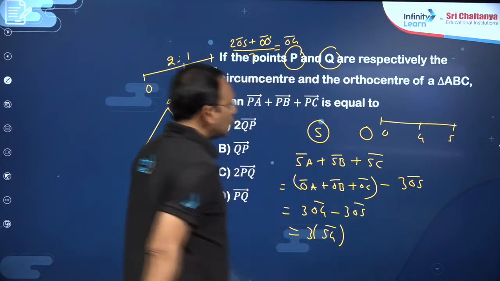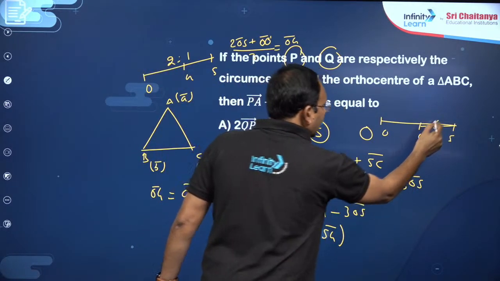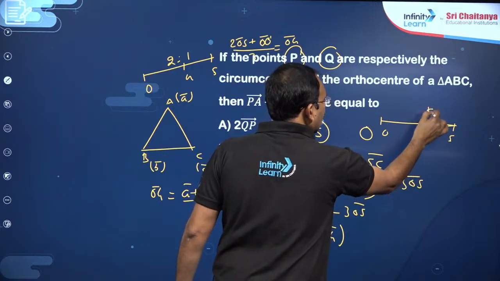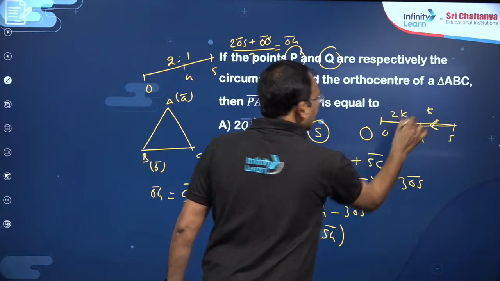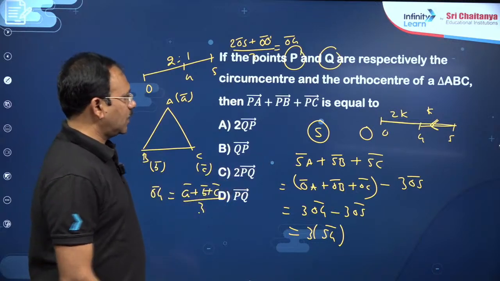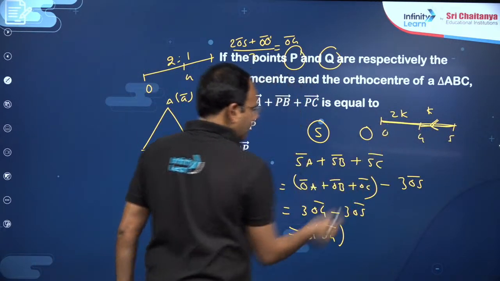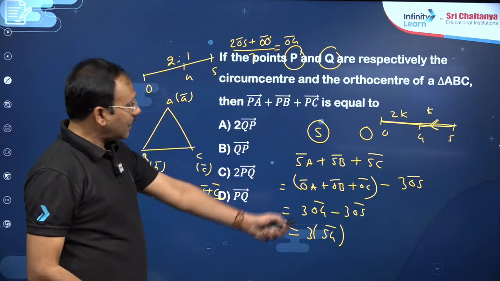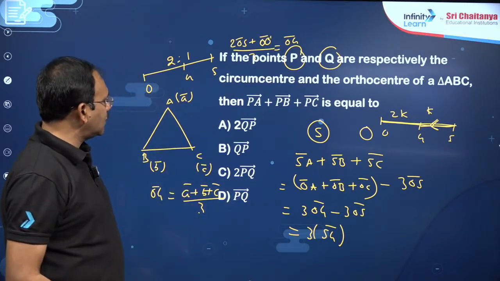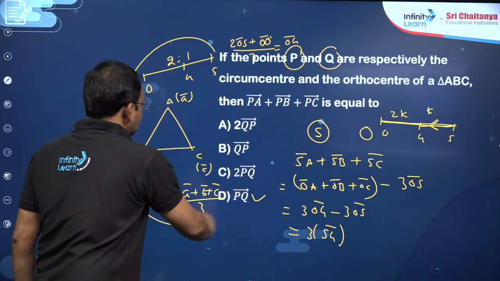Moreover, you can also say here OGS will be, you got SG bar direction. SG bar is 1 unit. We know if this is K, this will be 2K. Am I correct? Because G divides OS in the 2:1 ratio. SG bar's 3 times is SO bar. Am I correct? You can also write SO bar. SO bar means PQ bar. This is the answer. No need of doing all these things also.